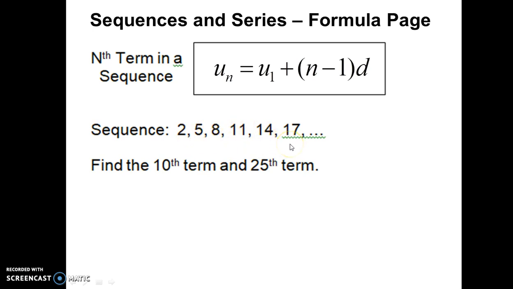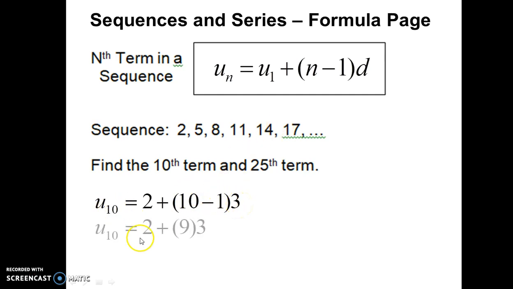Here's the sequence. Again, that is the same arithmetic sequence we just saw. It's going up by 3 every time, so the d value is 3. So we need to find the 10th term and the 25th term. So we're going to use this formula that we just created. To find the 10th term, u10, we're going to say u1 plus n minus 1 times d. So u1 is 2, the first term, plus n minus 1, which is 10 minus 1 in this case. We're going to the 10th term, so n is 10. 10 minus 1 times d. And that ends up being 2 plus 9 times 3.